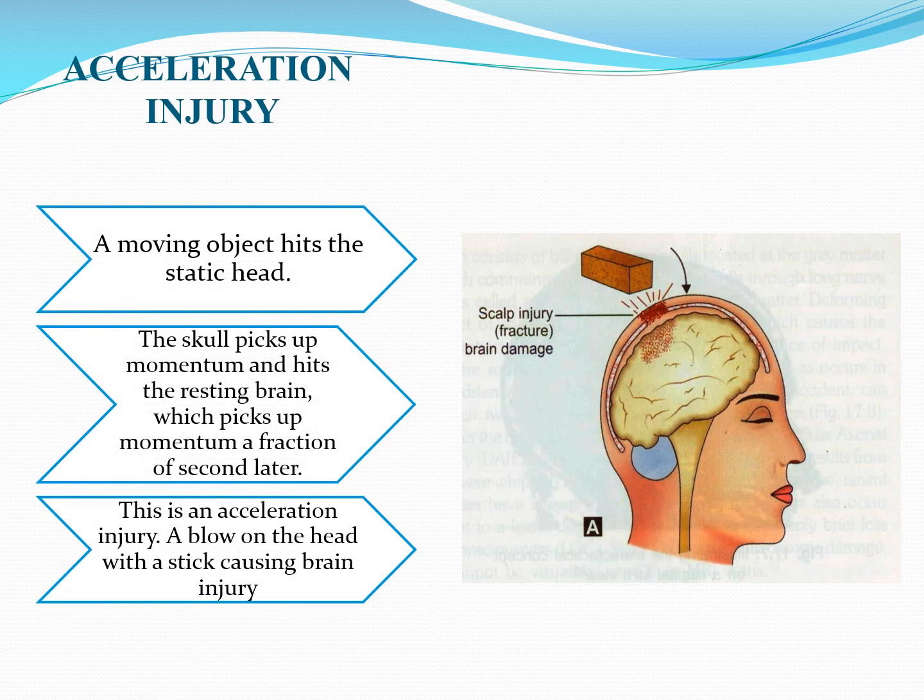When a moving object hits the head, which is static, the skull picks up the momentum first and hits the brain, which is still at rest and is yet to pick up the momentum. This is called acceleration injury. For example, a blow on the head with a hockey stick leading to brain injury is an example of acceleration injury.